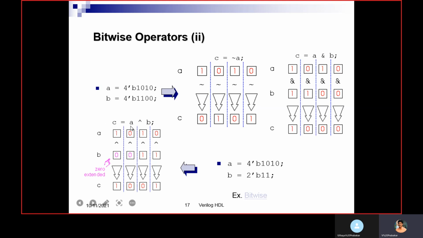Here, C equal to A XOR B. A value is this one, 1010. B value is 11. If it has fewer bits, the MSB bit positions will be filled with zeros. Then for each bit, you need to perform the XOR operation. Different bits, you will get 1. For the same bits, you will get 0.